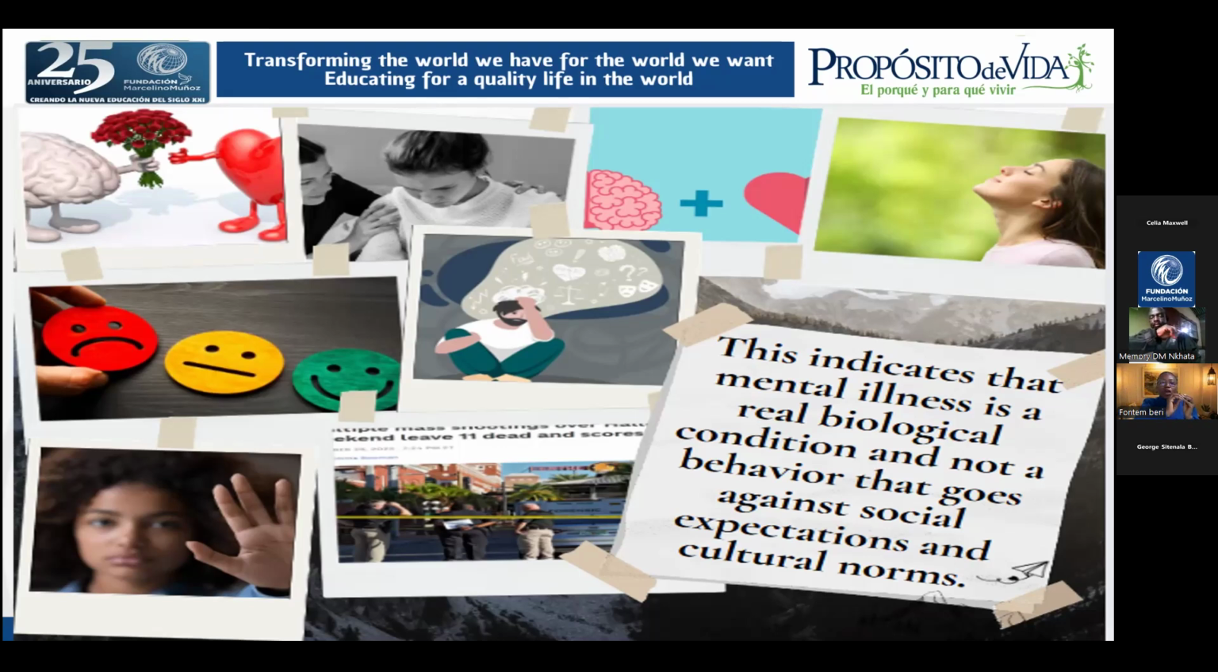In as much as the students practice this value, us the teachers, us the parents, we need to show them kindness. So the module clearly states here, this indicates that mental health, that mental illness is a real biological condition, not a behavior that goes against social expectation and cultural norms, which means it's something that is being developed within the environment. What happens within the school context?